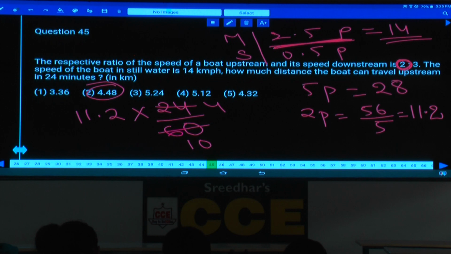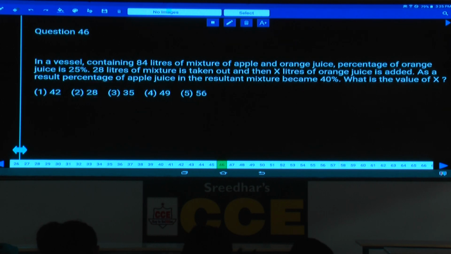Done? Next. In a vessel containing 84 liters of a mixture of apple and orange juice, the percentage of orange is 25%. 25% in the sense 21 liters. 28 liters of this mixture is taken out. Okay, fine. X liters of orange is added. As a result, apple juice in the resultant mixture becomes 40%. What is the value of X? 40%. 2:3.